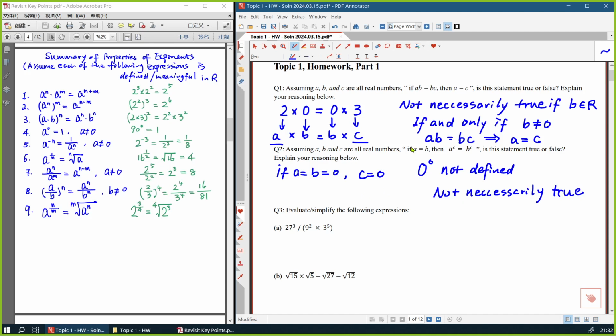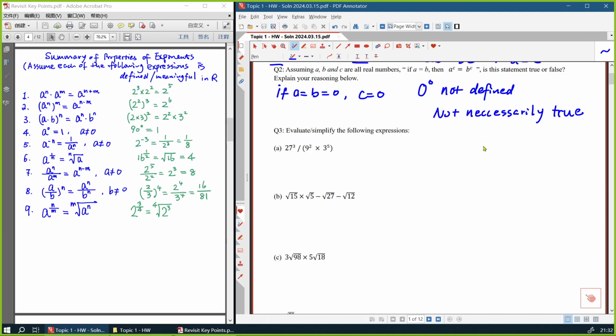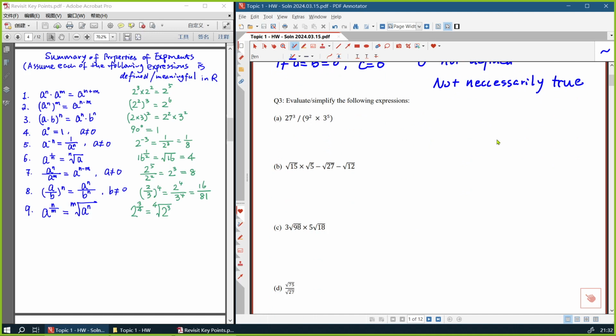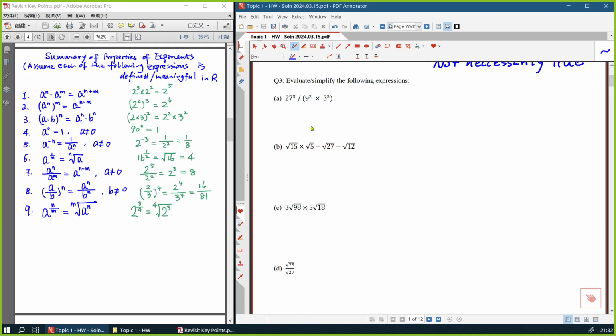Because when all of these numbers are 0, the left side is not defined, the right side is not defined, so you cannot compare them, right? Can you follow me? Okay, you need to consider corner cases. Alright, then next question. Evaluate or simplify the following expression.